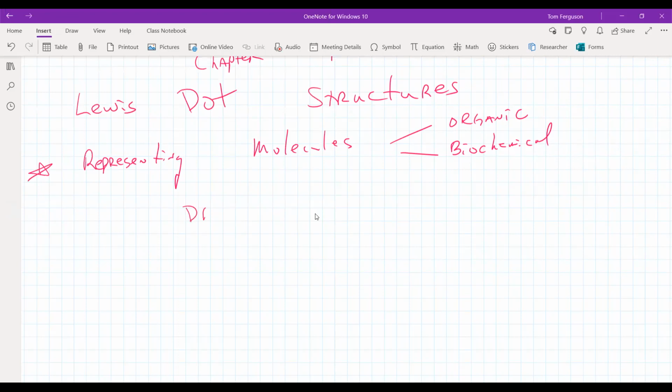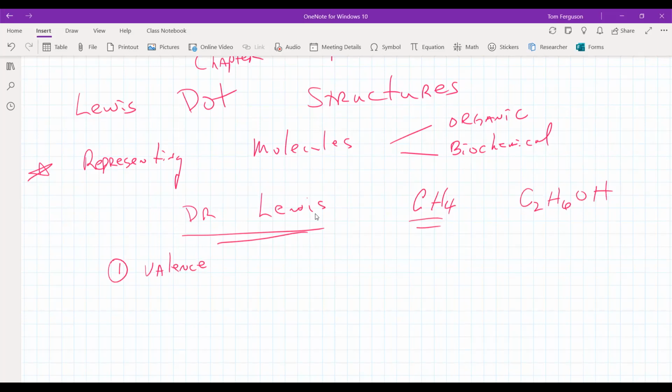Okay, Dr. Lewis had a problem. Because about 150-ish, 180 years ago, at that time in chemistry, all they could get were formulas like this. They didn't have an associated structure. So what Dr. Lewis did is he, number 1, said valence electrons determine structure.